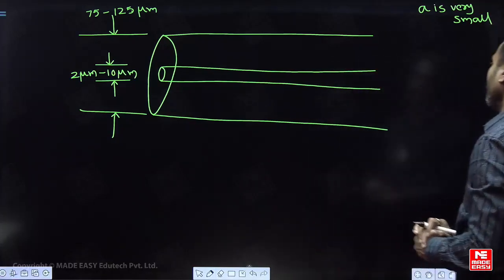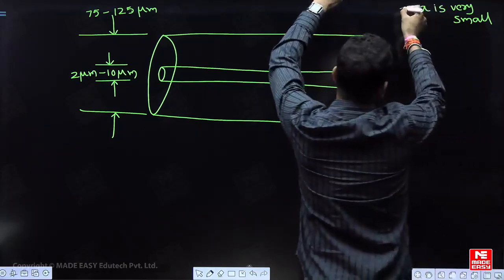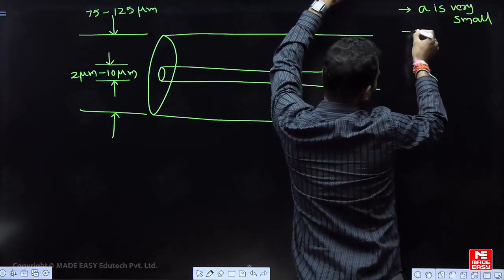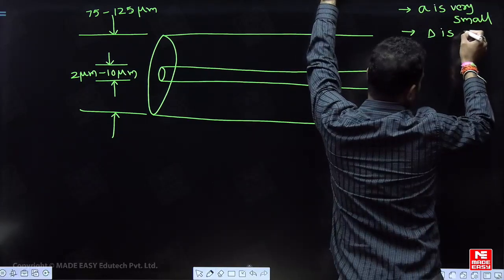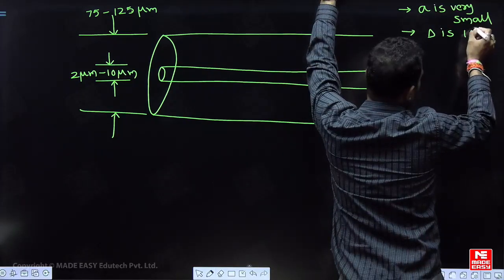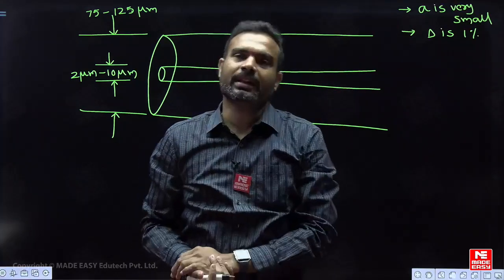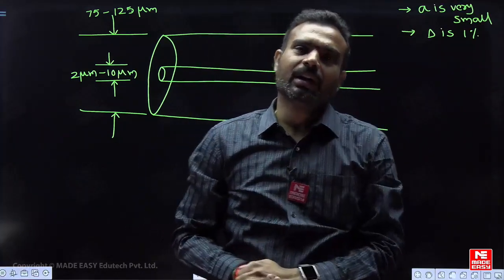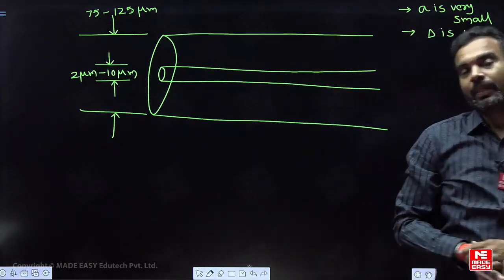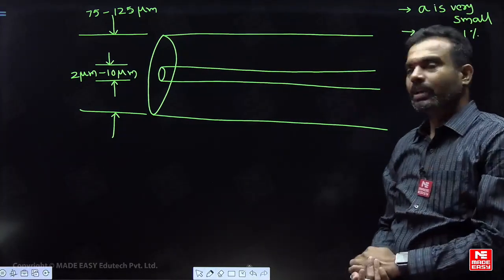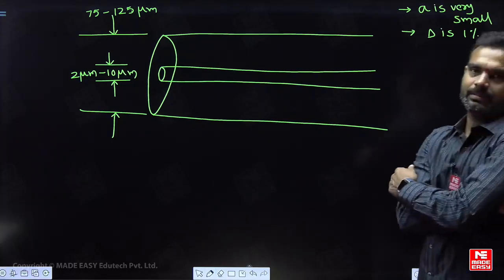Okay, now do you observe one more point also? Here I am drawing that. I wrote the first point, a is very small, and the second point is delta is less than 1%. So delta is a maximum of 1%, not greater than that. What is delta? Delta is the relative refractive index difference, which tells about the difference between n1 and n2.